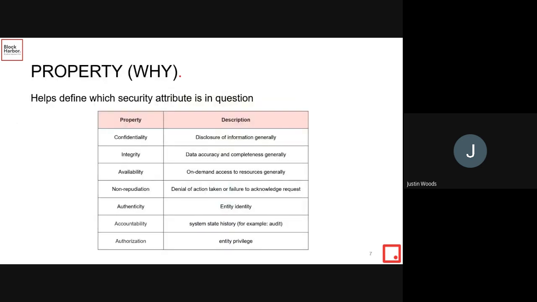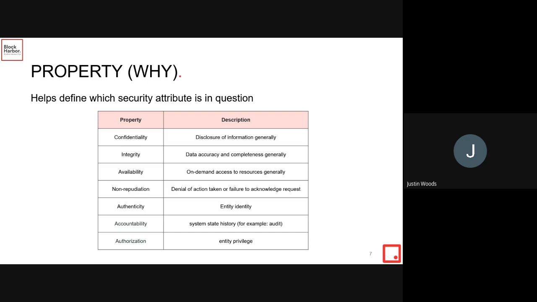Now into the why. This is going to be the CIA triad as well as some other types of properties that an asset might have that we would want to keep as secure as possible. So confidentiality, integrity, and availability. Confidentiality is disclosure of information. Integrity is data accuracy and completeness. Availability is on-demand access to resources.